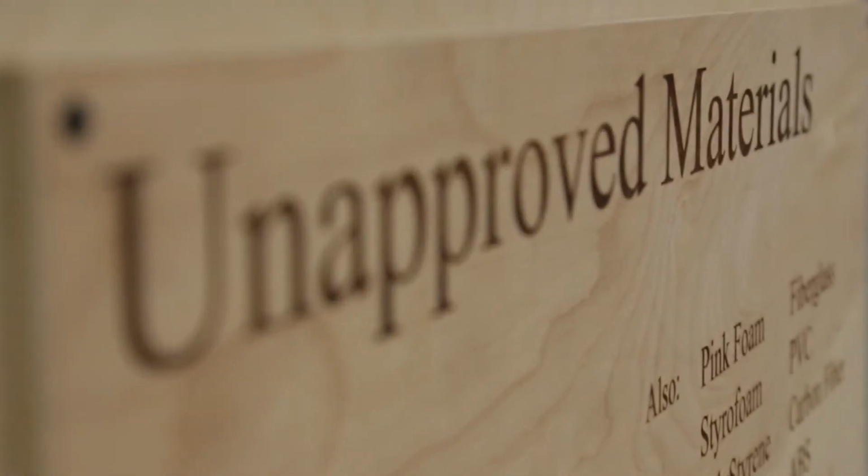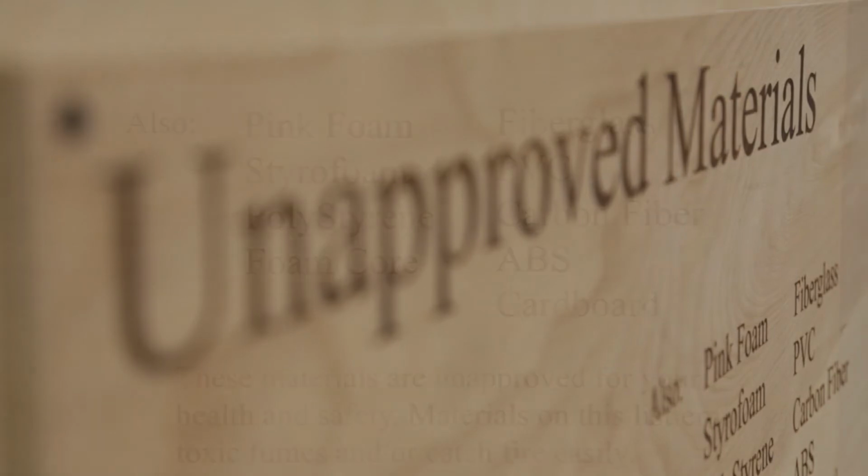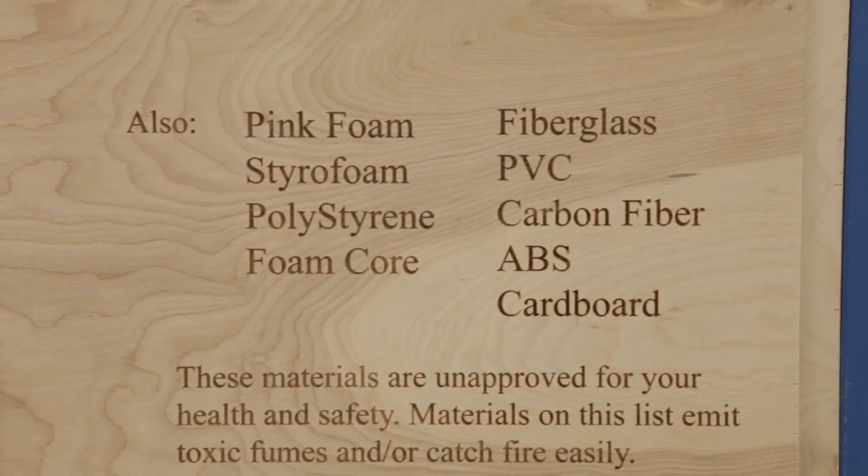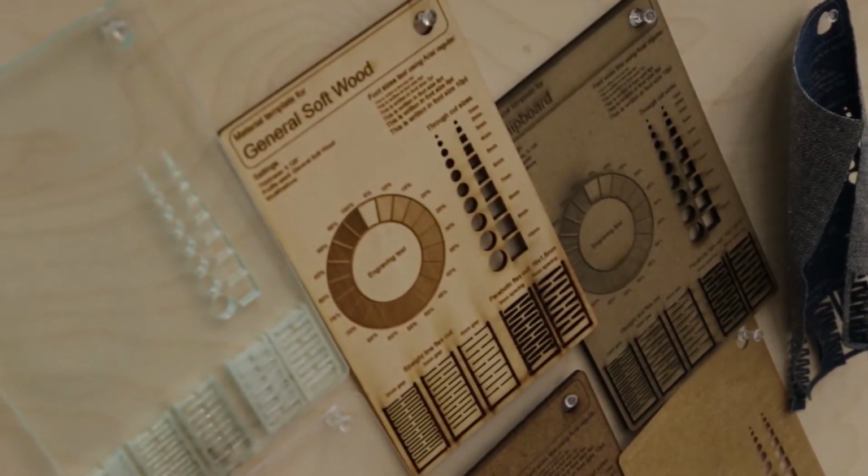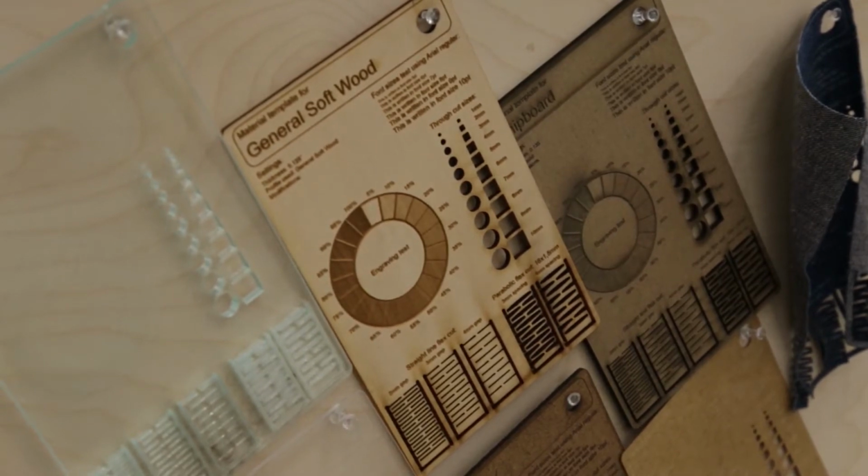On the desk in front, you will see a list of certain approved and unapproved materials. If you have a question about whether or not you can cut a material, please check with the monitor. Unapproved materials are disallowed for your safety. Some materials may catch fire or emit highly toxic fumes.